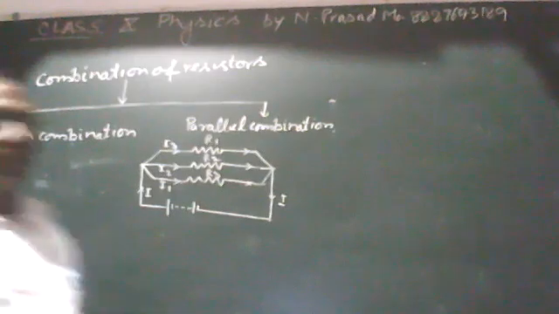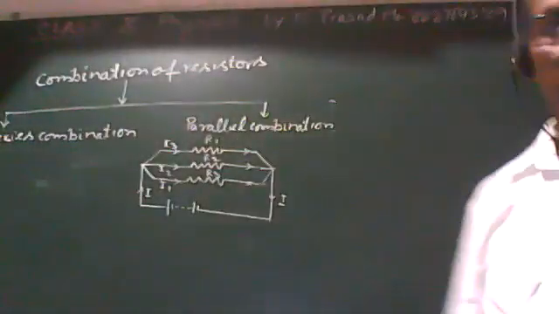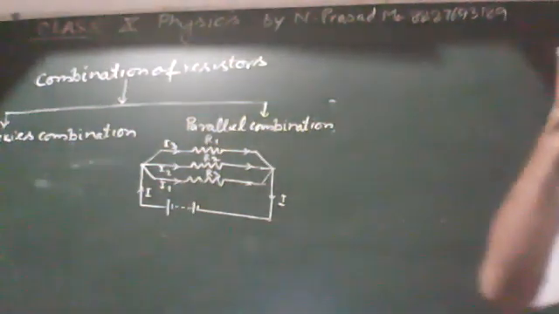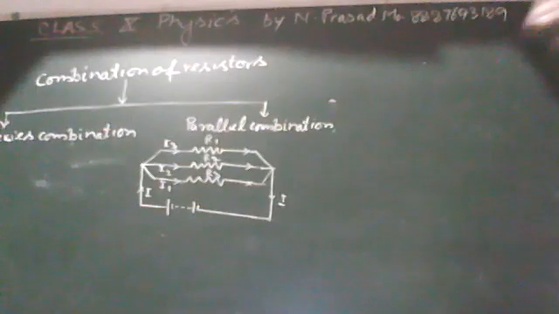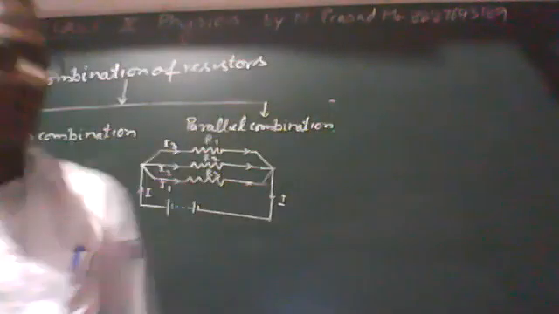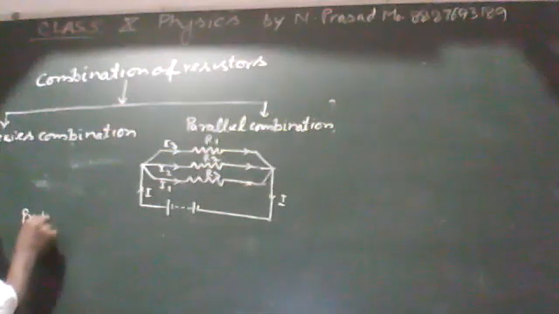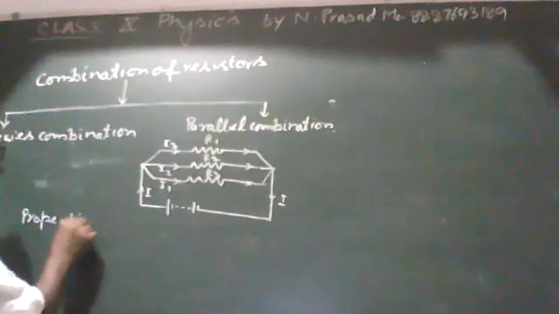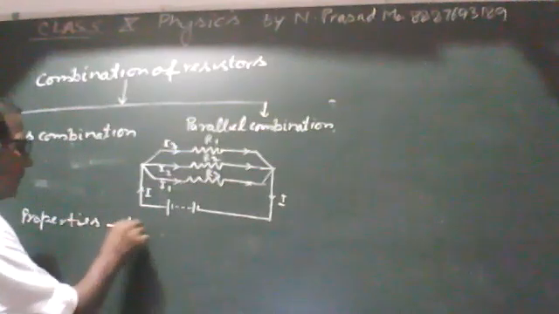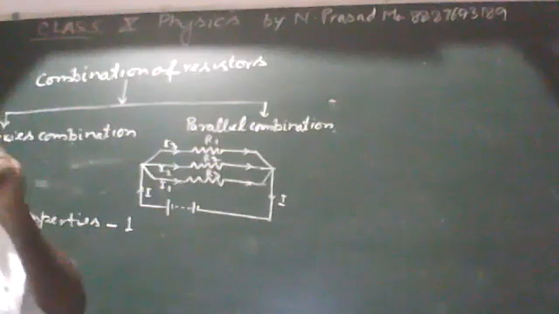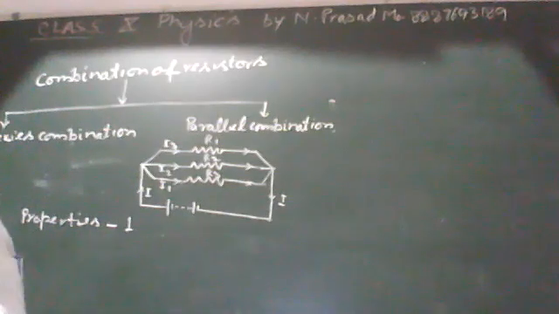See this parallel combination. Draw the diagram. You should draw. The properties of parallel combination: property number 1, the potential difference of all resistors is equal. In series combination, currents are equal, but in parallel combination, the potential difference of all resistances will be equal.